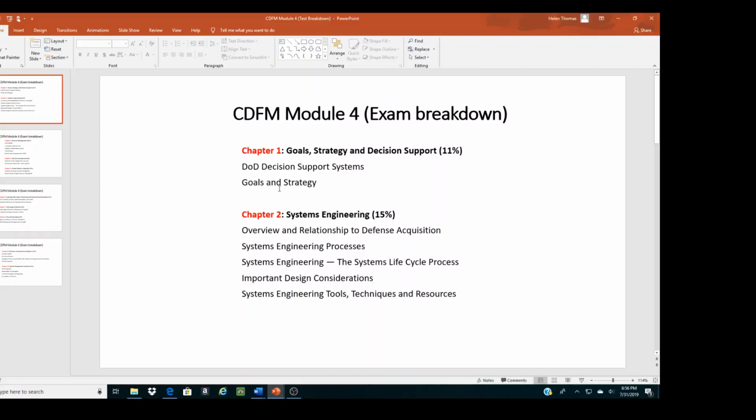Today what I want to do is to go over the CDFM Module 4 exam. That is the one that you can select for the acquisition portion of the CDFM certifications. So it's not required. You only need Module 1, 2, and 3 to earn your certification, but you have this additional exam for the acquisition piece that you can take.